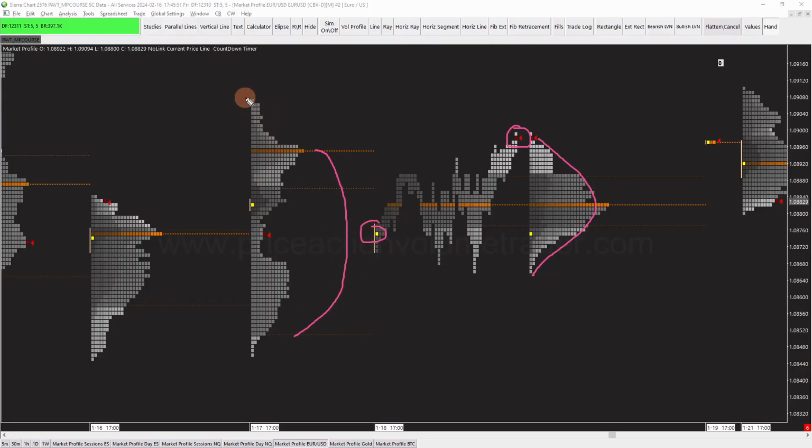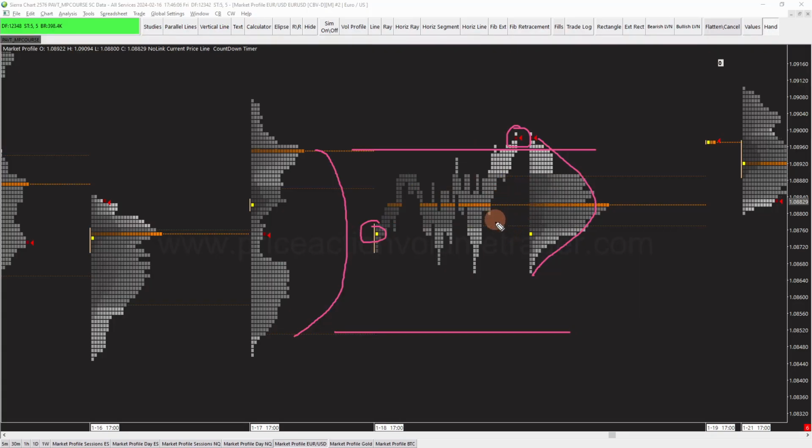So the previous day we did have a pretty wide profile, and then you can see how we pretty much spent almost the entire session right within that. So this was not a very significant trend day.